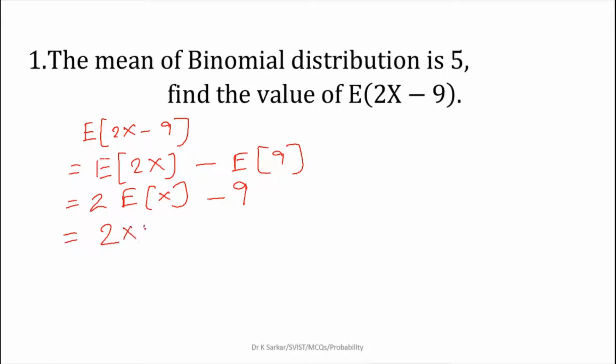So 2 into 5 minus 9, 10 minus 9, the answer is 1.